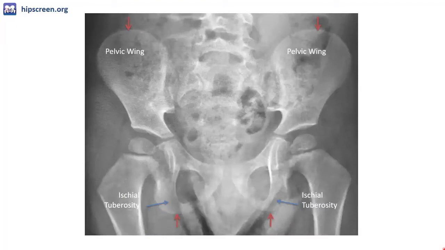The pelvis has two other important landmarks, the pelvic wings and the ischial tuberosities, both of which are labeled here. The red arrows mark the uppermost margin of the pelvic wings and the lowermost margins of the ischial tuberosities, which can be used as landmarks for the measurement of migration percentage.